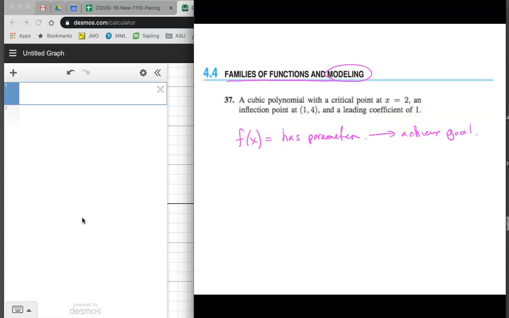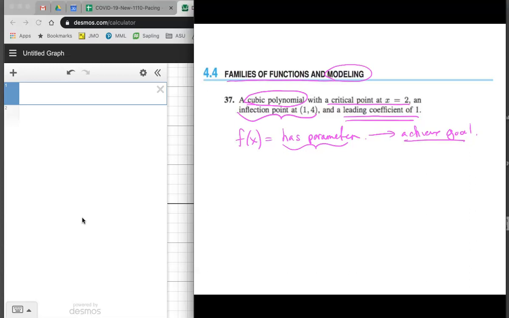The goal in this problem is to find a cubic polynomial that satisfies several criteria. This function needs to have a critical point at x equals 2. It needs to have an inflection point at (1, 4). And it's a cubic polynomial, and the leading coefficient has to be equal to 1. So there's our goal, and we need to figure out the parameters so that we achieve all three of these goals.